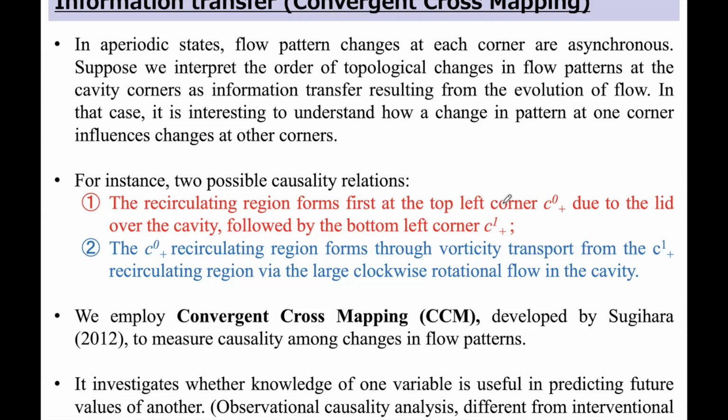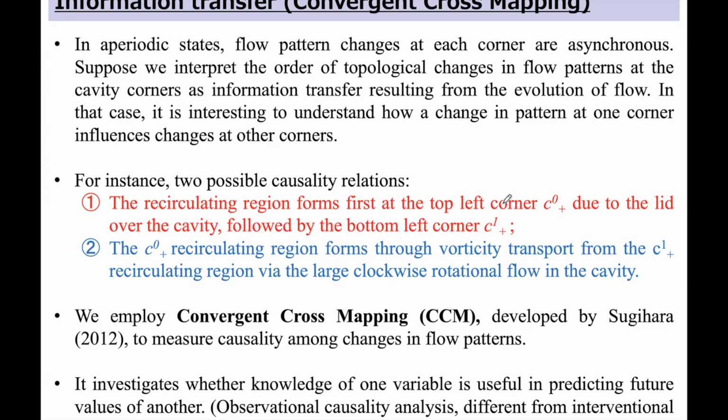Okay, so the next analysis we are going to do is an information transfer analysis by using convergent cross mapping. We are going to consider a periodic state. In this state, the flow pattern changes at each corner asynchronously. Suppose we interpret the order of the topological changes in flow pattern at the cavity corners as information transfer resulting from the evolution of the flow. In this problem, it is very interesting to understand how a change in pattern at one corner influences the change at other corners.